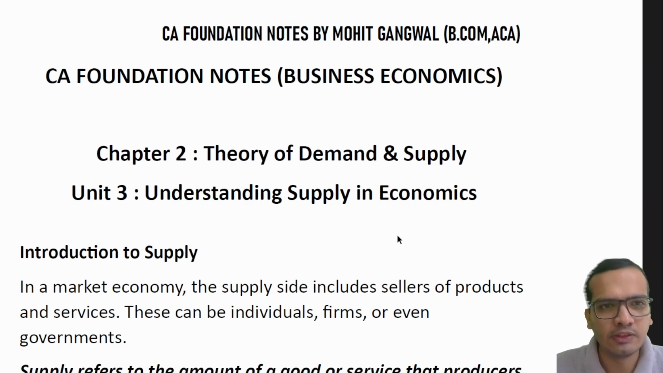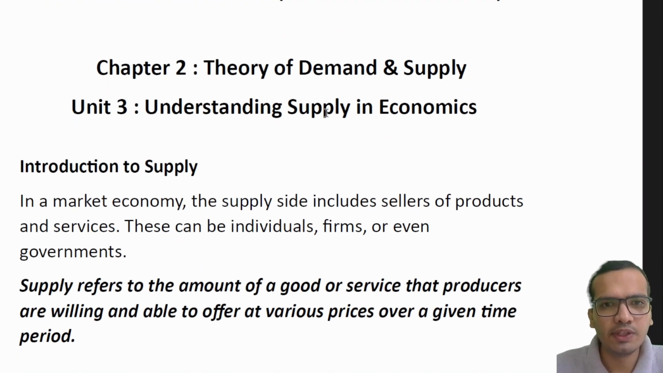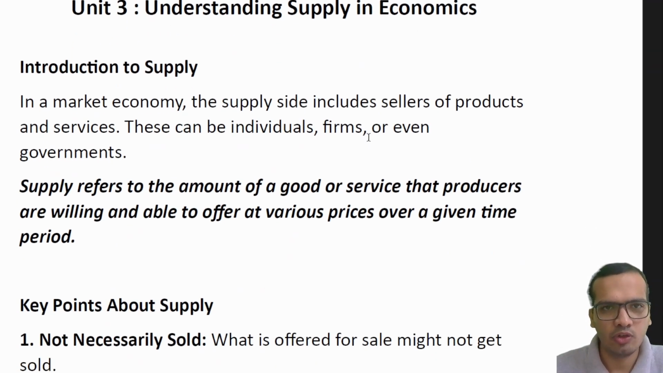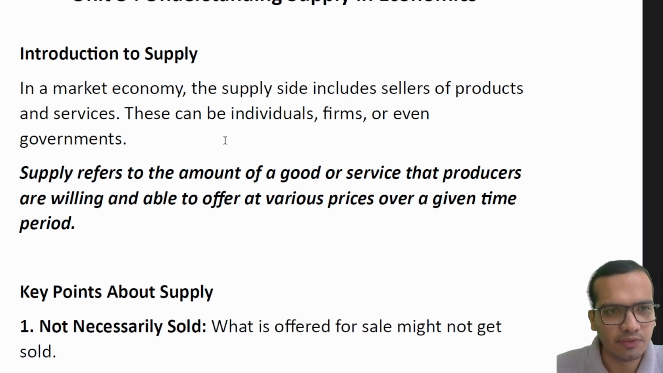So we were continuing Chapter 2, Theory of Demand and Supply, of CA Foundation Business Economics, in which today we are covering Unit 3, understanding supply in economics, or basically the topic of supply. Introduction to supply: in a market economy, the supply side includes sellers of products and services. These can be individuals, firms, or even the government.